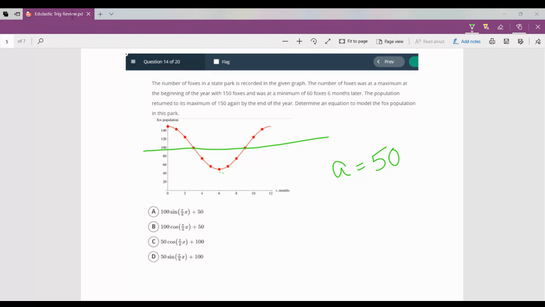My graph, this middle line right here, this green one, is shifted from 0 up 100. So that's my vertical shift. So I'm looking for plus 100 as the second part. So I can get rid of those. Okay? And then I have to determine, well, what graph does it look like? Okay, does it look like a cosine graph or does it look like a sine graph? Okay, so that's what you guys are going to be looking at.